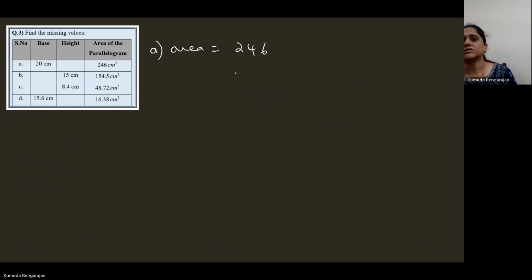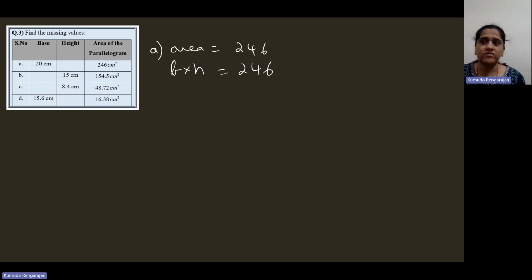Whenever area is given, you should start like this. First one, area is equal to 246. Area is given, so area is equal to 246. And in all the 4 cases, they're parallelograms. So base into height is equal to 246.